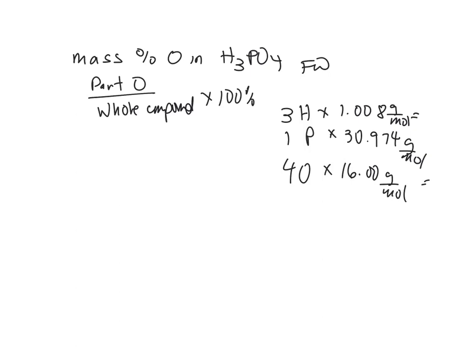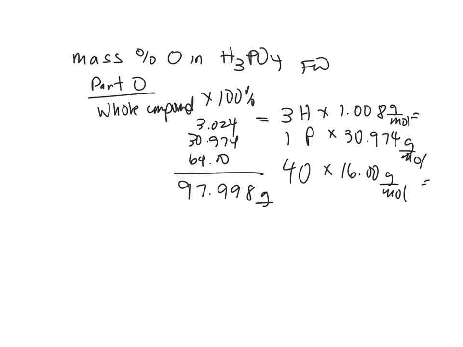So when you do the math there, you see 3 times 1.008, that is 3.024. You have 30.974, and then 4 times 16 is 64. And if you add all that up, you get 97.998 grams per mole. And it asks for the part of oxygen.